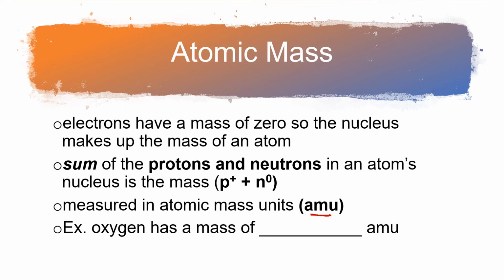So if we look at oxygen again, find that square on your periodic table for oxygen. Oxygen has a mass of, and I believe it says 16.0. Now most of the time we will be able to round that mass number to a whole number.